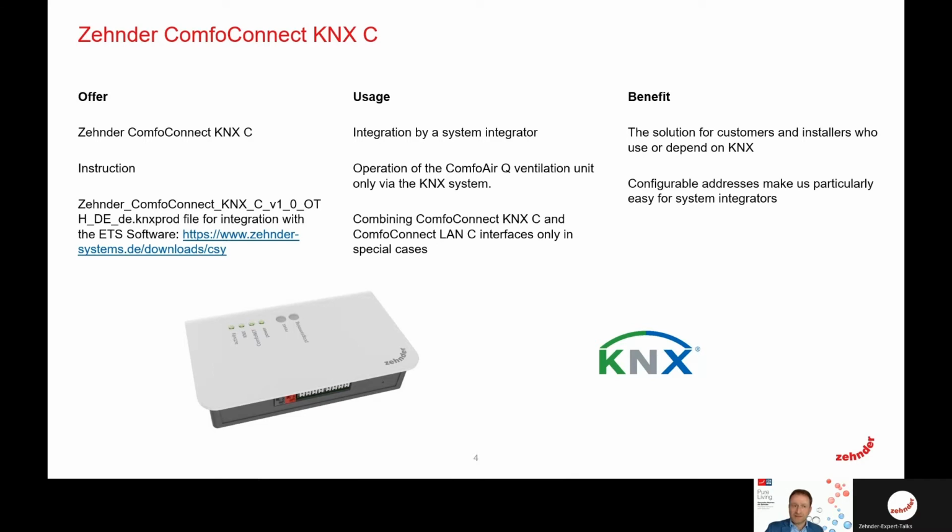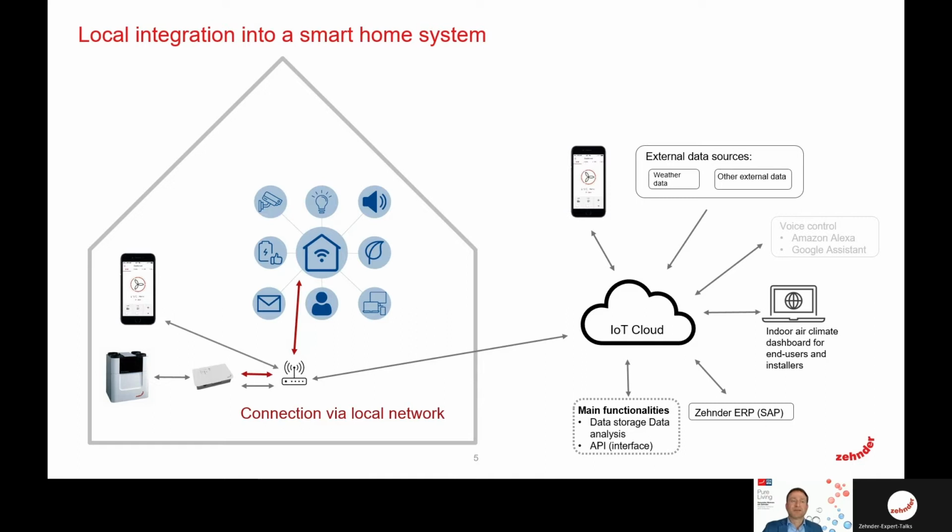Now let me introduce the next type of integration into smart home. That's the local integration based on the ComfoConnect LAN C, so our standard gateway. On the left side, you see a house and you see a ComfoAir Q with a gateway and a router and the Comfo Control app. Now imagine that we have a smart home in that house, represented by this graphic. This smart home typically has an app to control the smart home, and you can easily integrate the Zehnder ComfoAir Q into the smart home via the local area connection, and by using the app of the smart home to start the integration. Typically, this could be done by the end user, but there are also smart home systems that are configured by professionals. So both scenarios are possible.